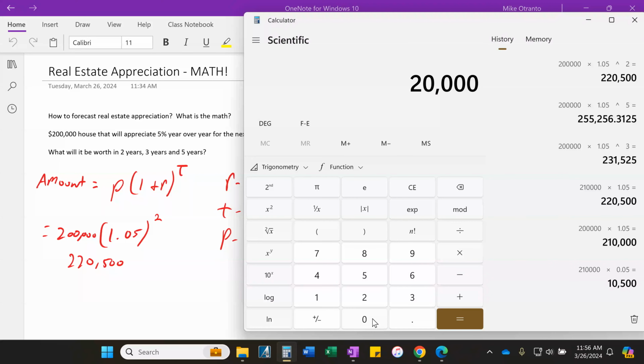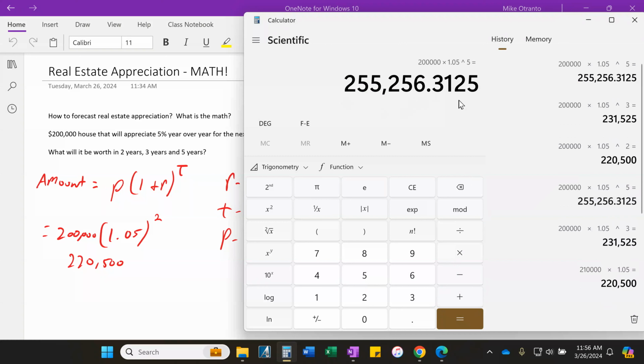Okay, 3 years. We can start with the original amount, 200,000, times 1. Remember always to use 1.05, so 1 in front of your rate of appreciation. So 1.05 raised to the power of 3. 3 years, 231. So let's go up to 5 years now. Times 1.05. We go up to 5 years. So it'll be worth 255,256 roughly.